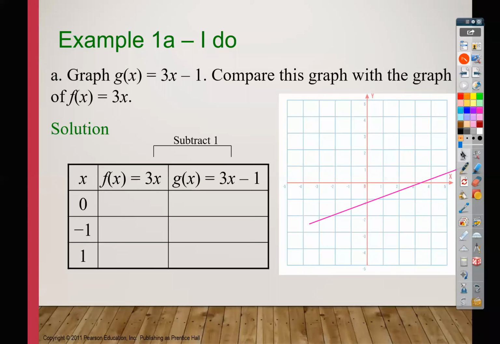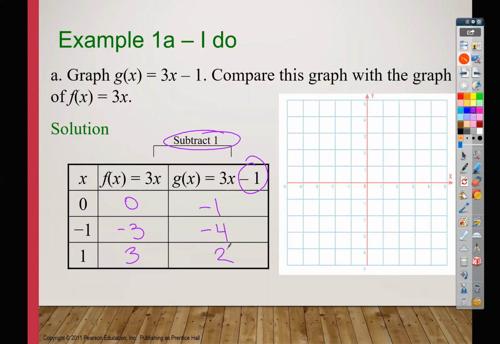So if I do 3 times x, 3 times 0 is 0. 3 times -1 is -3. 3 times 1 is 3. Now the only thing I have to do is subtract 1 from all of these. So 0 minus 1, -3 minus 1, and 3 minus 1.